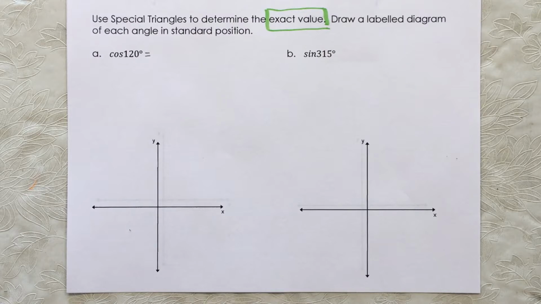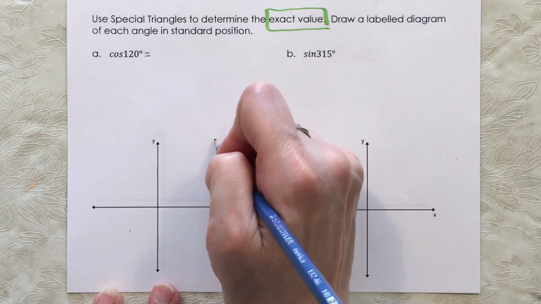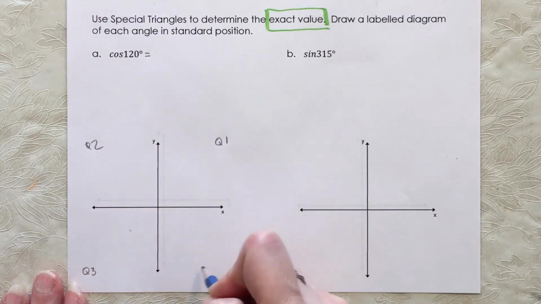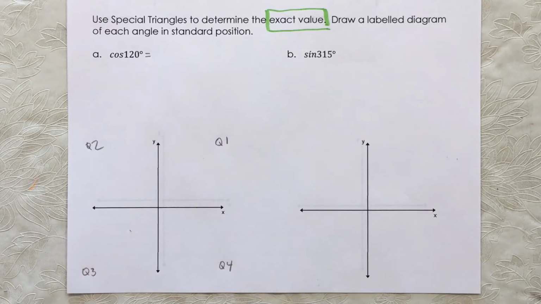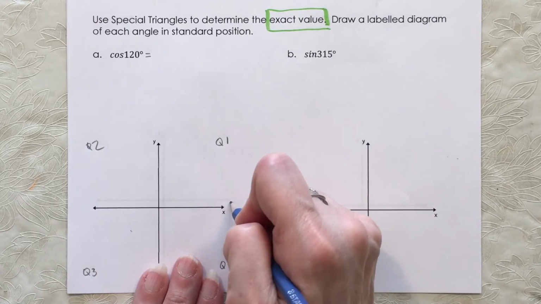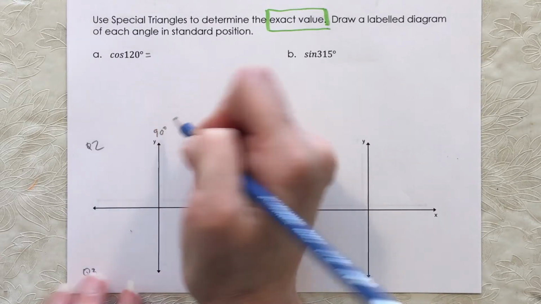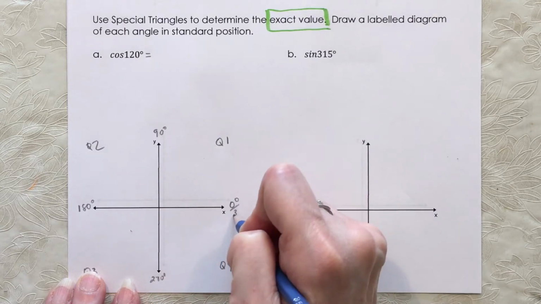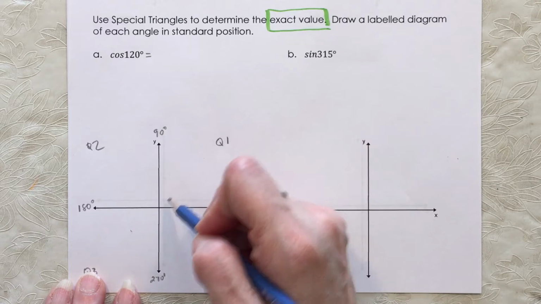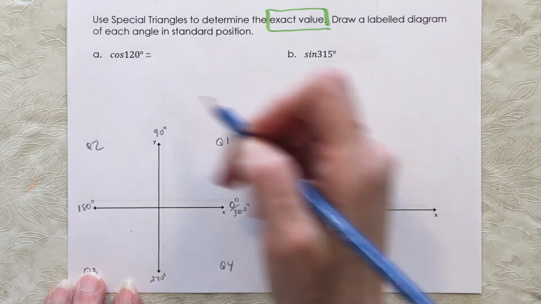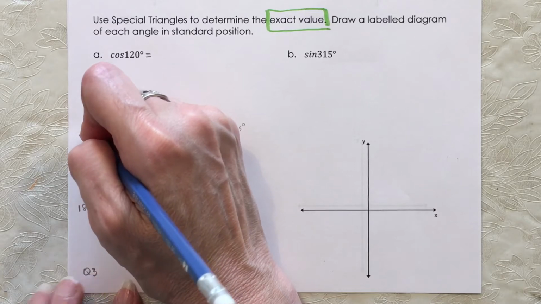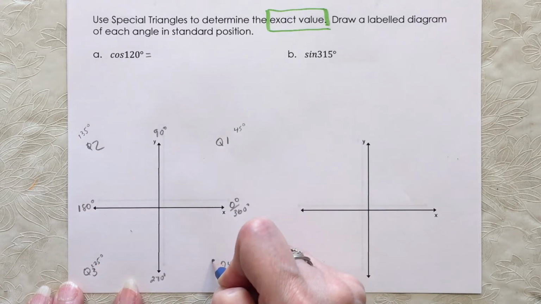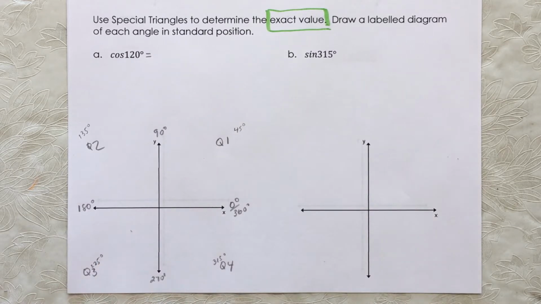So first of all, we want to know which quadrant 120 is going to be in. So we know we have quadrant 1, quadrant 2, quadrant 3, and quadrant 4. Okay, and we know this is 0, benchmark again, 90, 180, 270, back to 360 again, and we knew that the halfway points, if you remember, were 45, 135, 225, and 315. Those were the halfway in each quadrant.